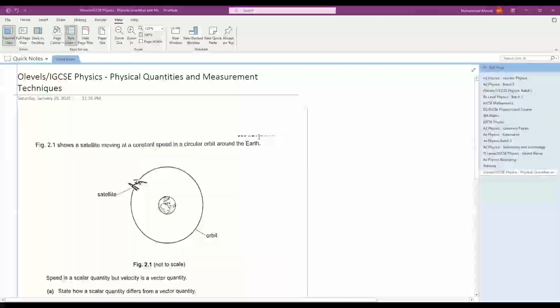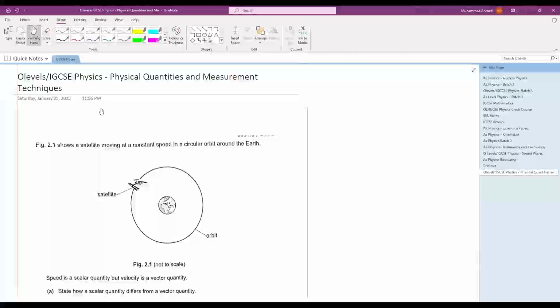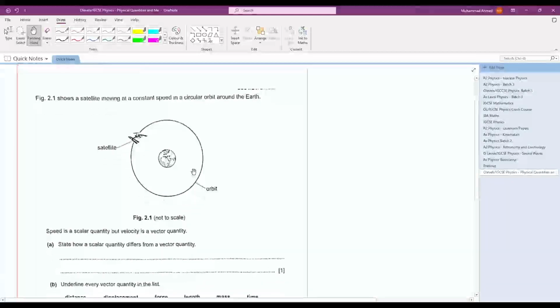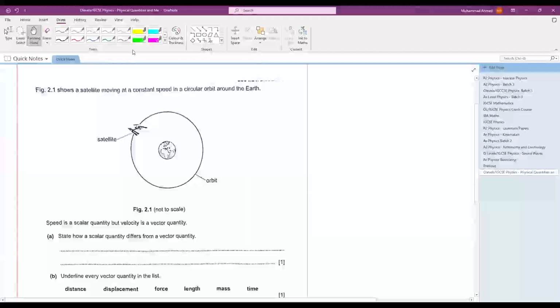Okay, students, so let's get started with today's past papers for O levels in IGCSE physics. The topic is physical quantities and measurement techniques. There are usually very few questions related to physical quantities and measurement techniques for theory. So, yeah, this is a question that I found.